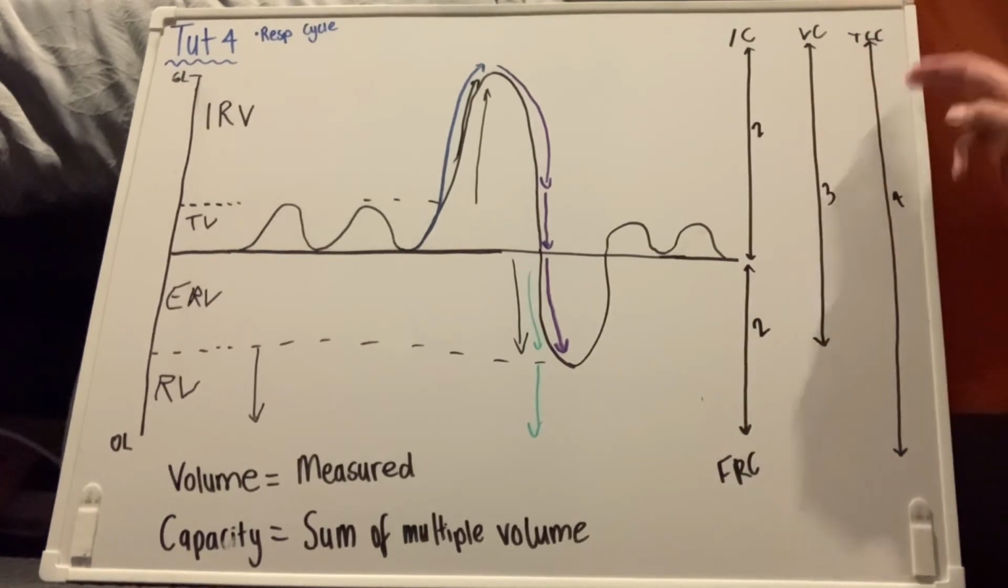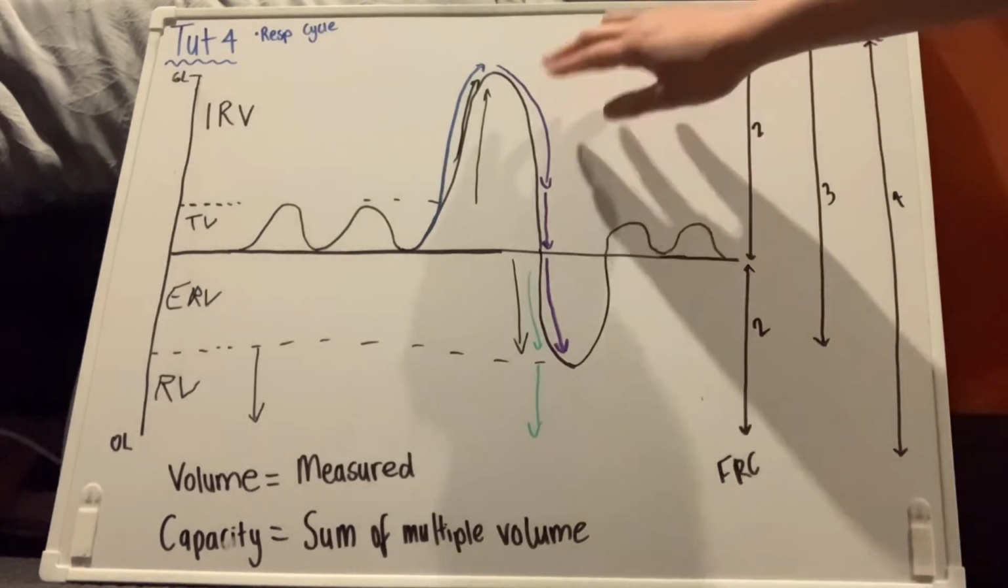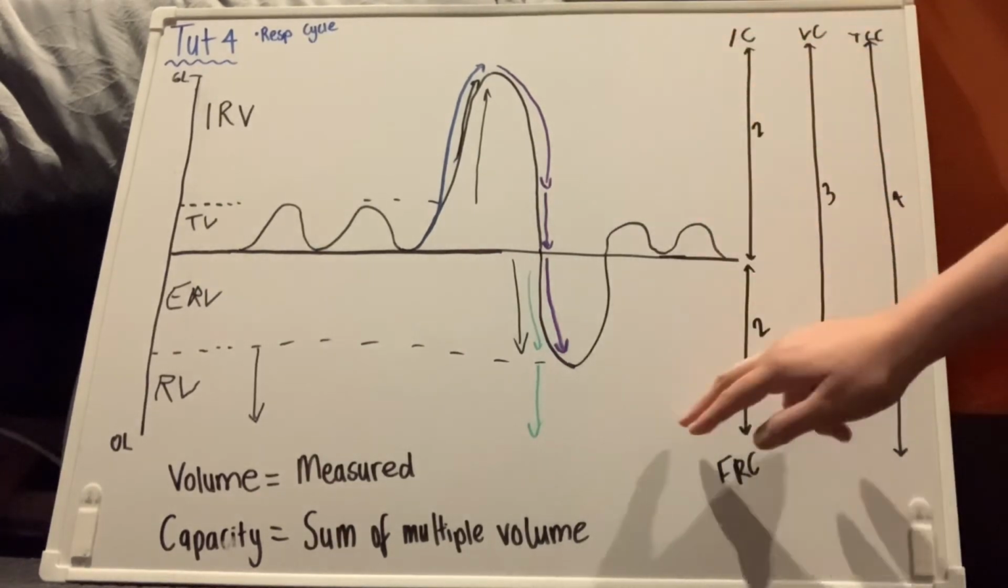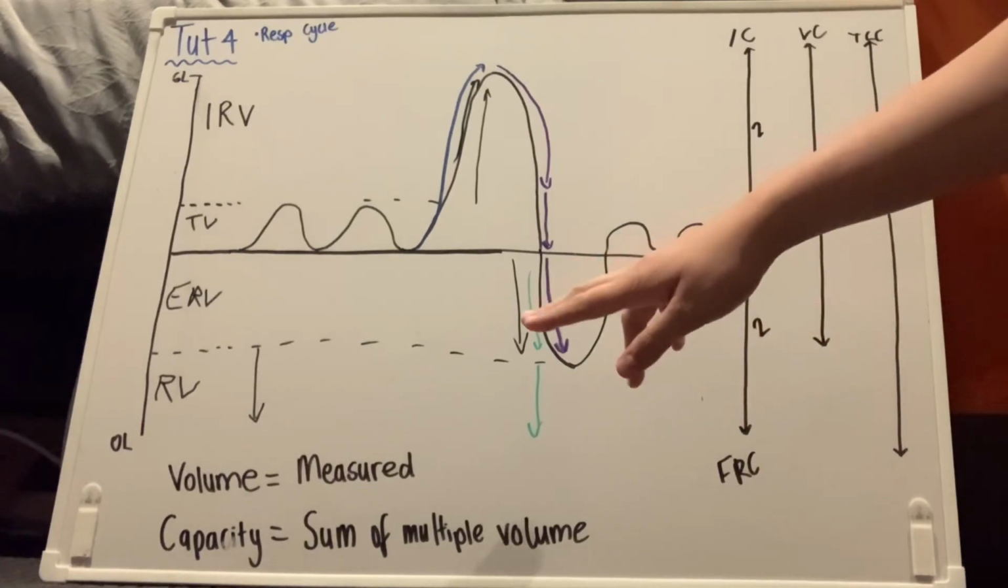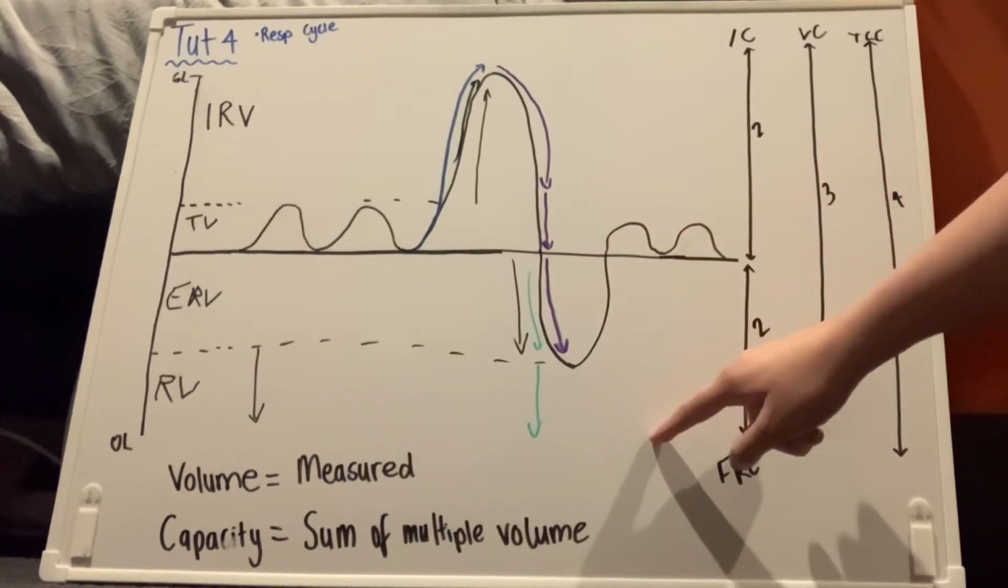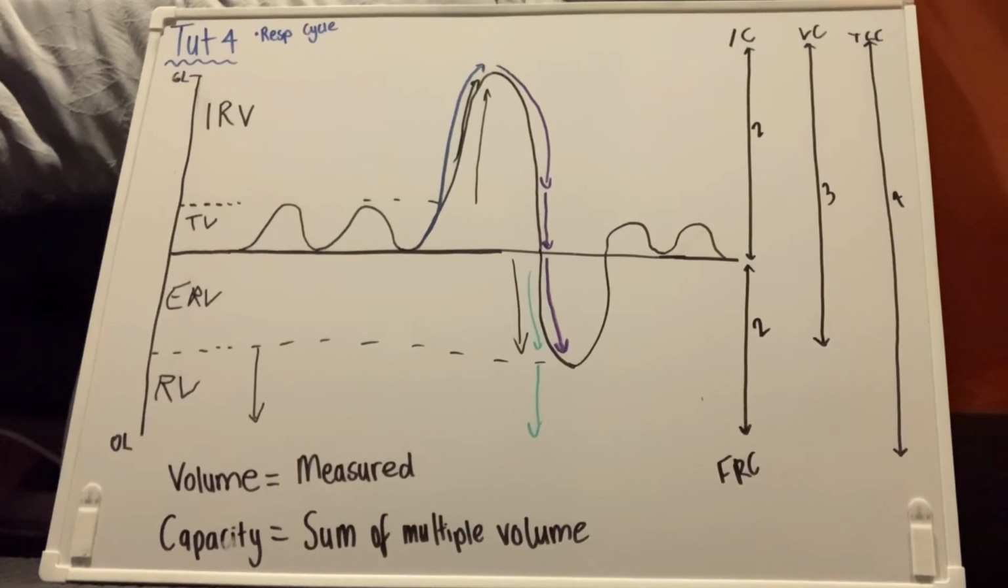And then your total lung capacity is all of the air in your lung. So all the way in to all the way out, and then to get rid of all of the residual volume, so all the way down to 0. That's the end of the respiratory cycle.